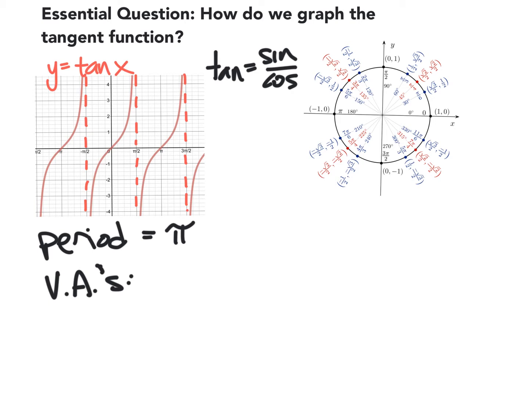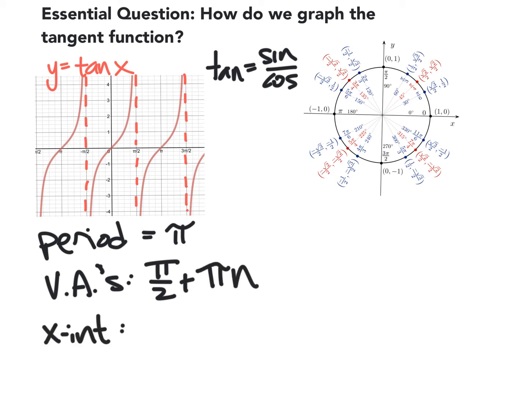So the next thing that we're going to look at is the vertical asymptotes. So how do we measure where these happen? Well, for tangent, the very first one is at pi over 2. So I say it's at pi over 2 plus, it happens every time I add or subtract pi. So I'm going to say plus pi n.